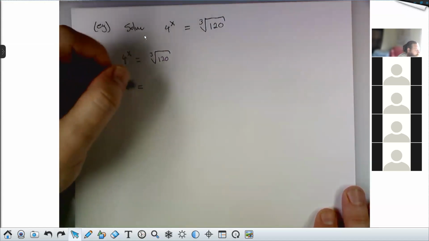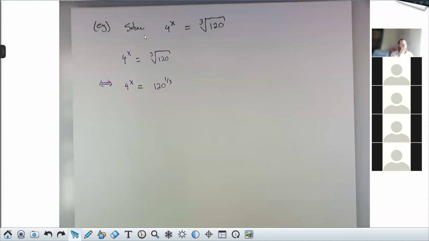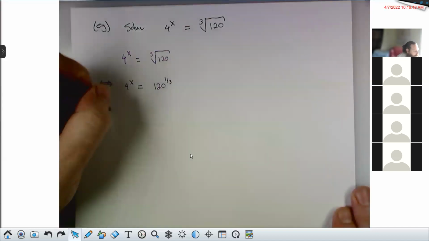Actually, we don't even need to do that. What I was thinking is we could write this as 120 to the 1/3 power if we want, although it's not necessary. But the next step is definitely necessary, and it's the same magical step that all of these problems share. We want to take logarithms on both sides.